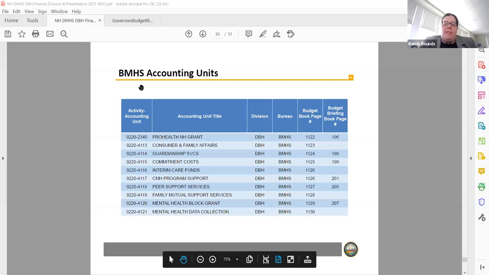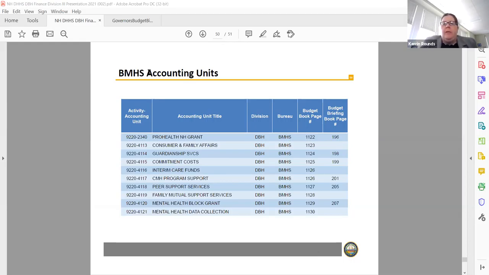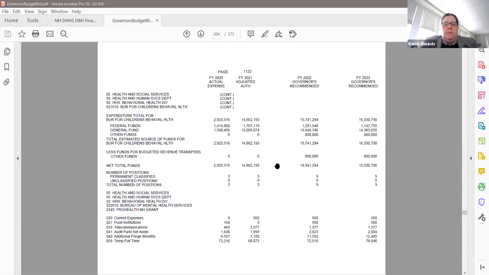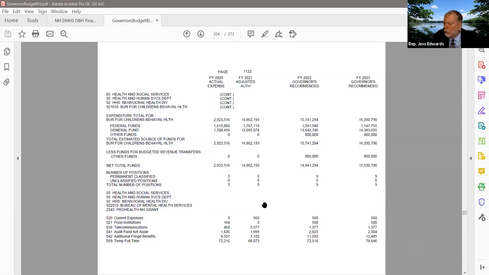All right, so the first accounting unit we're going to start with is the Pro Health New Hampshire grant, which is on page 1122. So this is a good place for me, I think, to turn it over to Representative Erf as our vice chair to go ahead and chair the rest of this. And I'll come back after I've given my testimony, Keith. Okay.